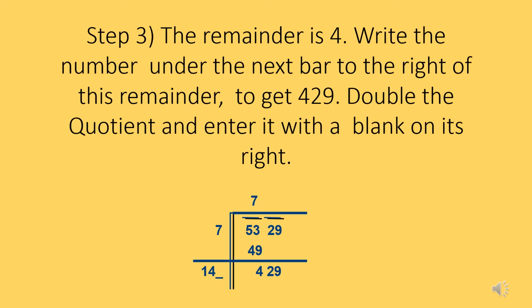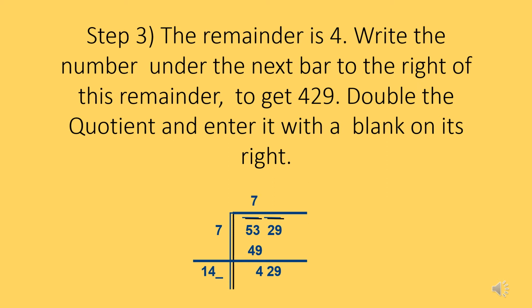Now the very important step number 3. At the end of step 2, we have the remainder of 4. Now to start step 3, we need to bring down the second group of two digits, that is 29, with the remainder 4. So there we will have the number 429.